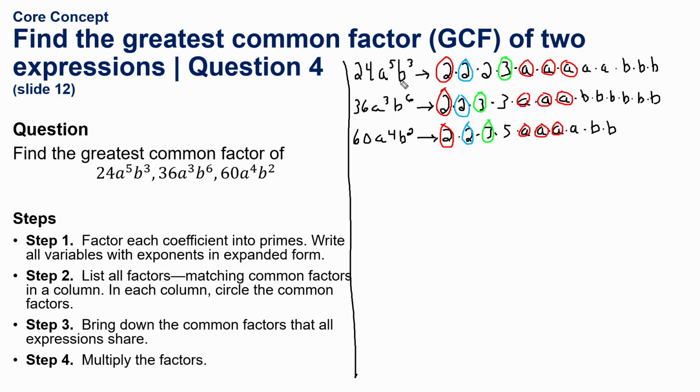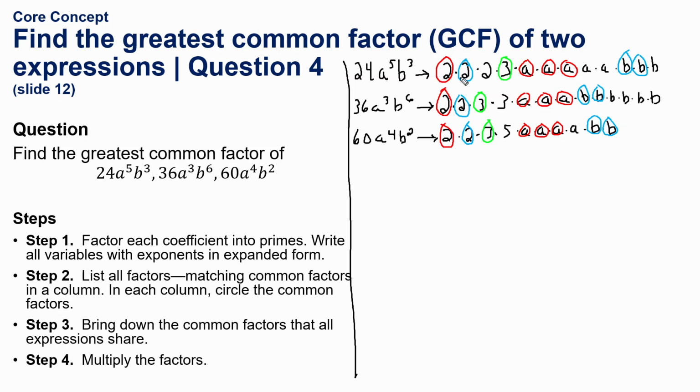The b's are the same. If I look at the smallest of the b's, I have, and here, b to the second power, there are 2 b's that are covered in each. So these 2 b's, these 2 b's, and these 2 b's. All of the other b's are not covered. They do not drop down. So step 3, bring down the common factors that all expressions share.